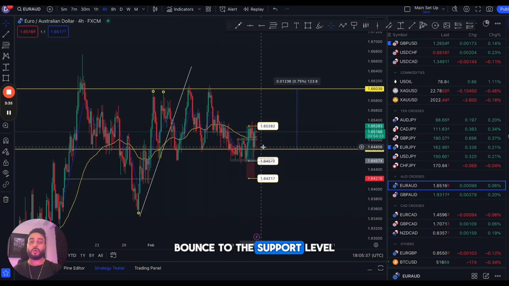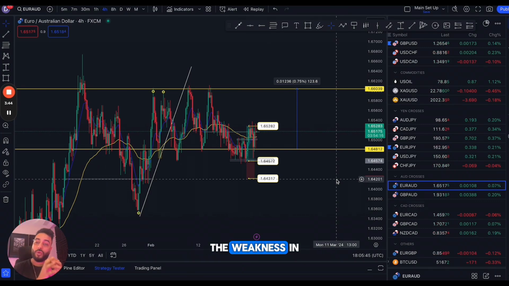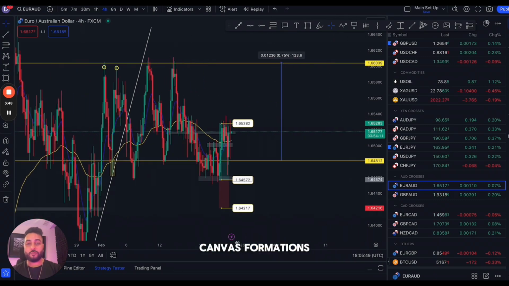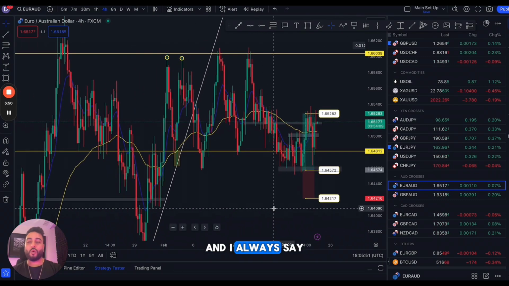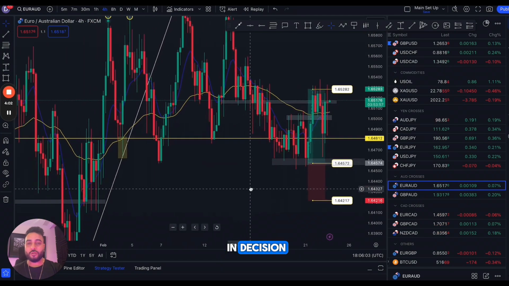But once it bounced off the support level, a lot of people don't know what to do. But we know, and my community knows, that we've already found the strength in the euro and we found the weakness in Aussie. So we'll put them together, and then again it comes down to candlestick formations, which we already mentioned. I always say, for my YouTube, I'm not going to go too much into candlestick formations, but if you want to learn them, that can tell me when to enter and when to get out. So over here, we saw a lot of indecision coming down.